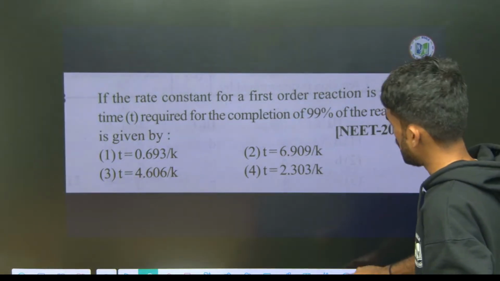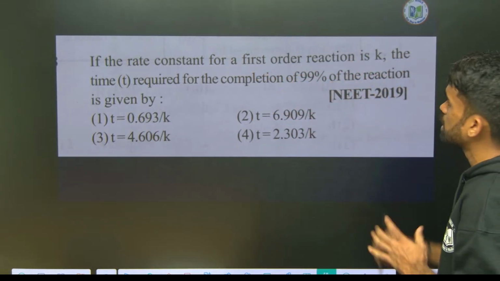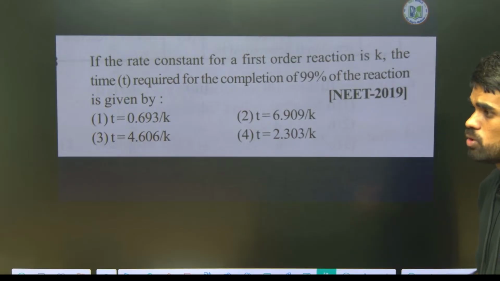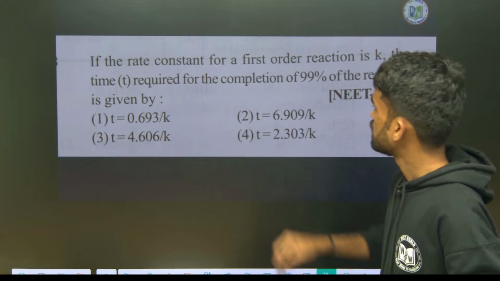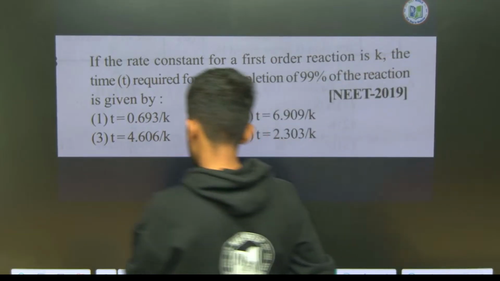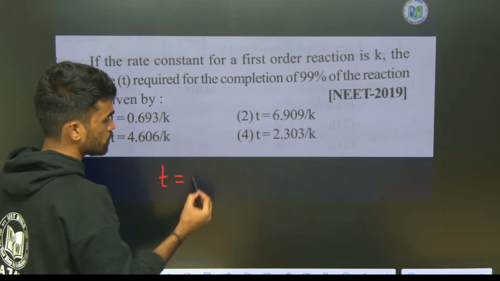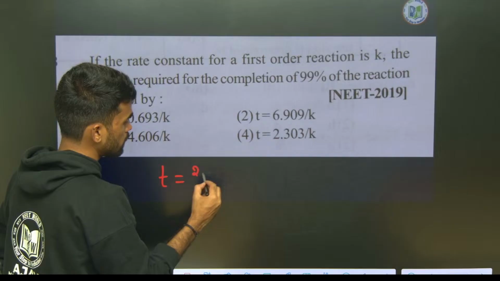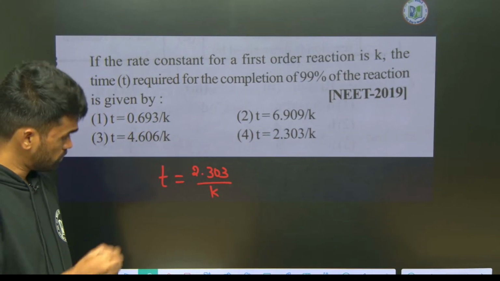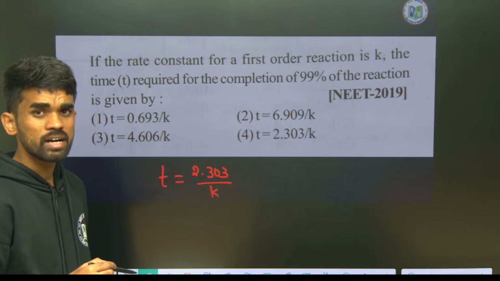Here is one more question. If the rate constant for a first order reaction is K, the time required for completion of 99%? So how can you do this for 99%? What is the equation we have? T equals 2.303 by K. This is the integral rate equation for a first order reaction.